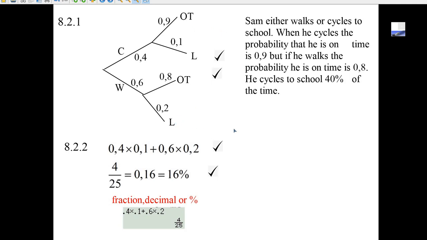Now the next question is, what's the chance that person's going to be late? Well, there's 2 ways you can be late. You can walk and be late, or you can cycle and be late. And all you do is multiply down the tree. 0.4 times 0.1 plus 0.6 times 0.2. When you add those 2 things together, you'll get 4/25, which is equal to 0.16 or a 16% chance.